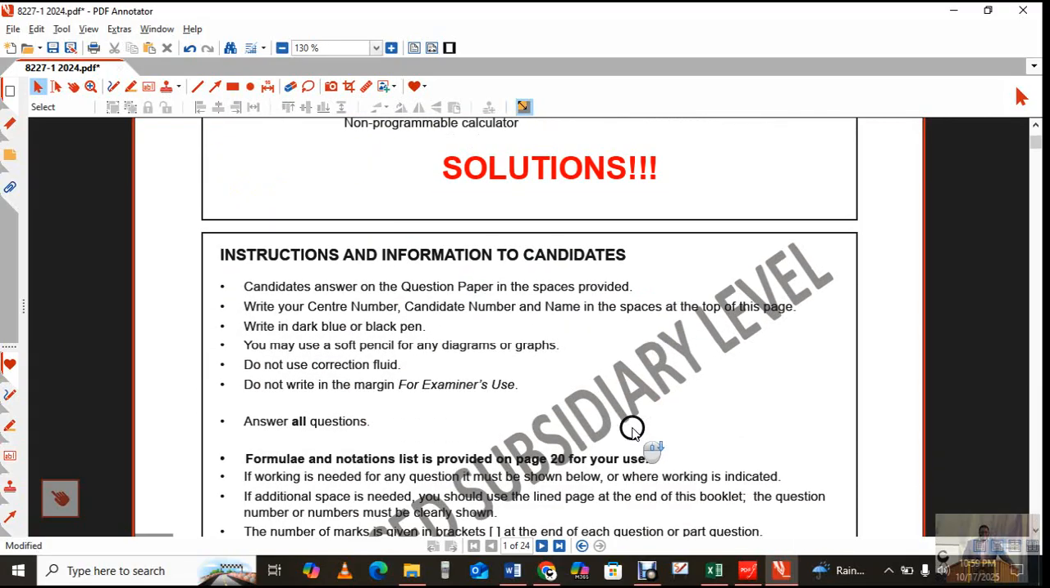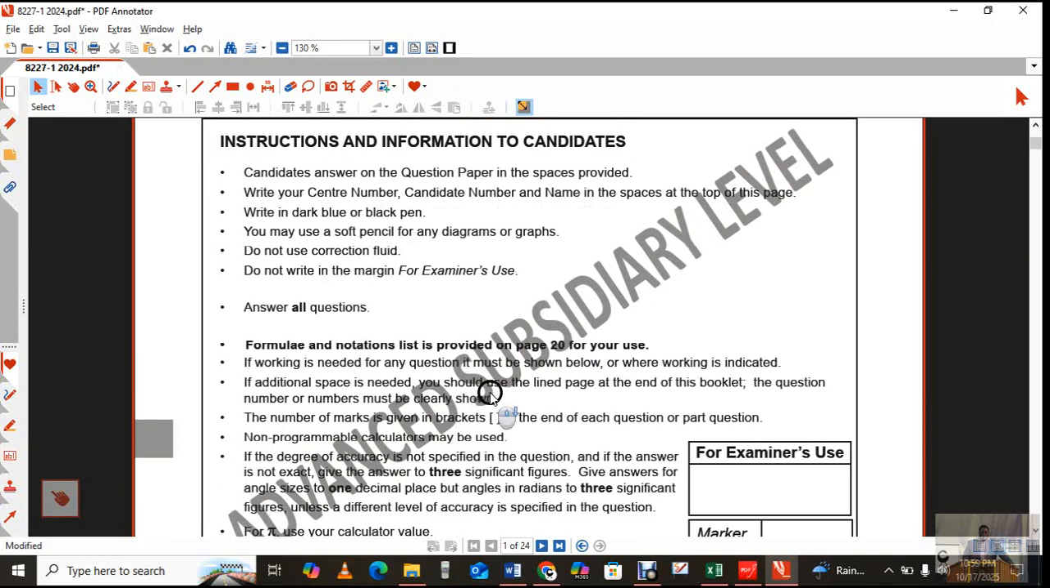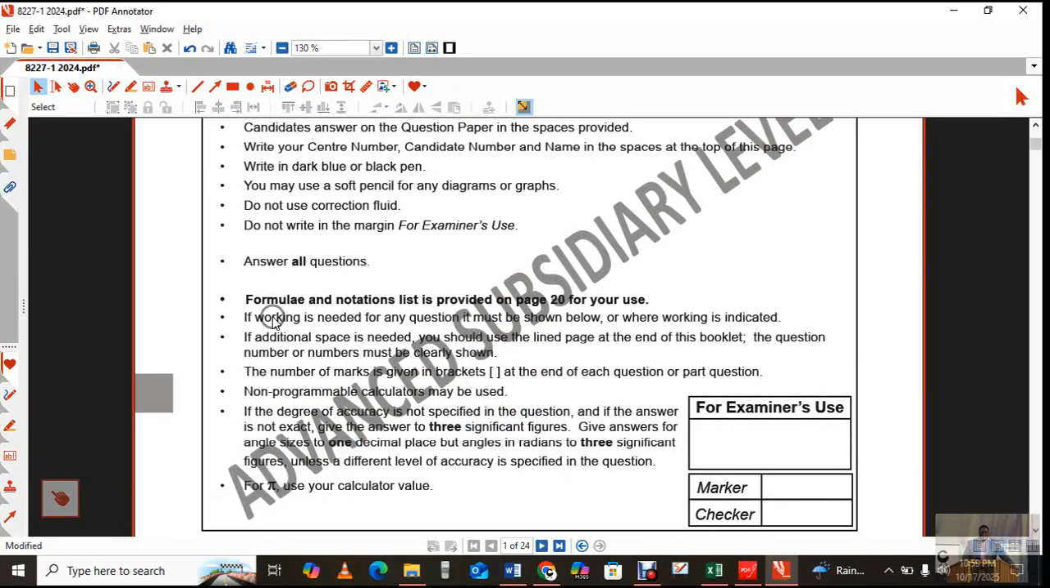As per usual, I always advise you to make sure that you read through the instructions and the information that you're given, especially when you are working with degree of accuracy. If it's not specified in the question, and the answer is not exact, then you give as a default the answer to three significant figures. But when you work with angle sizes in degrees, you give one decimal place, and angles in radians you can also give to three significant figures.